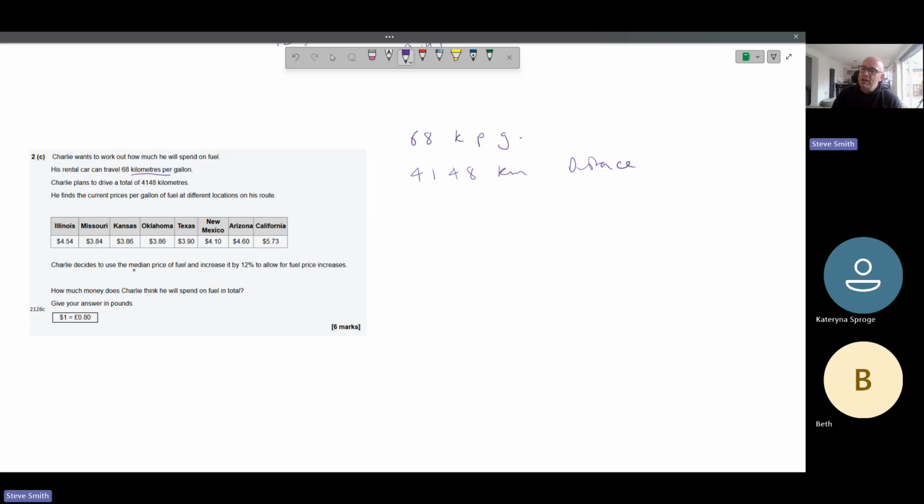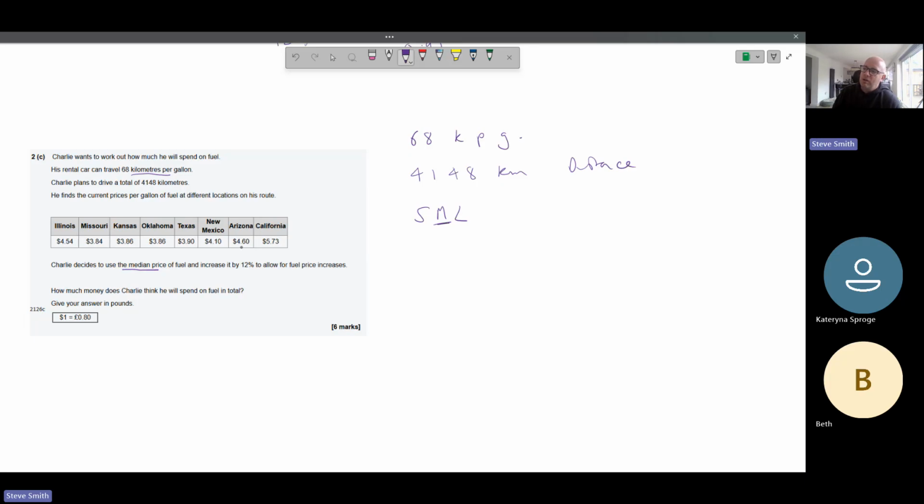Charlie decides to use the median. So the next bit of maths. Median. Small, medium, large. When in order, it's the middle. Median, medium, middle. So when you see the word median, just think of the word medium and think of clothes sizes. I'm not going to put extra small and extra large, just small, medium, large. It's the middle value. So let's put these in order.